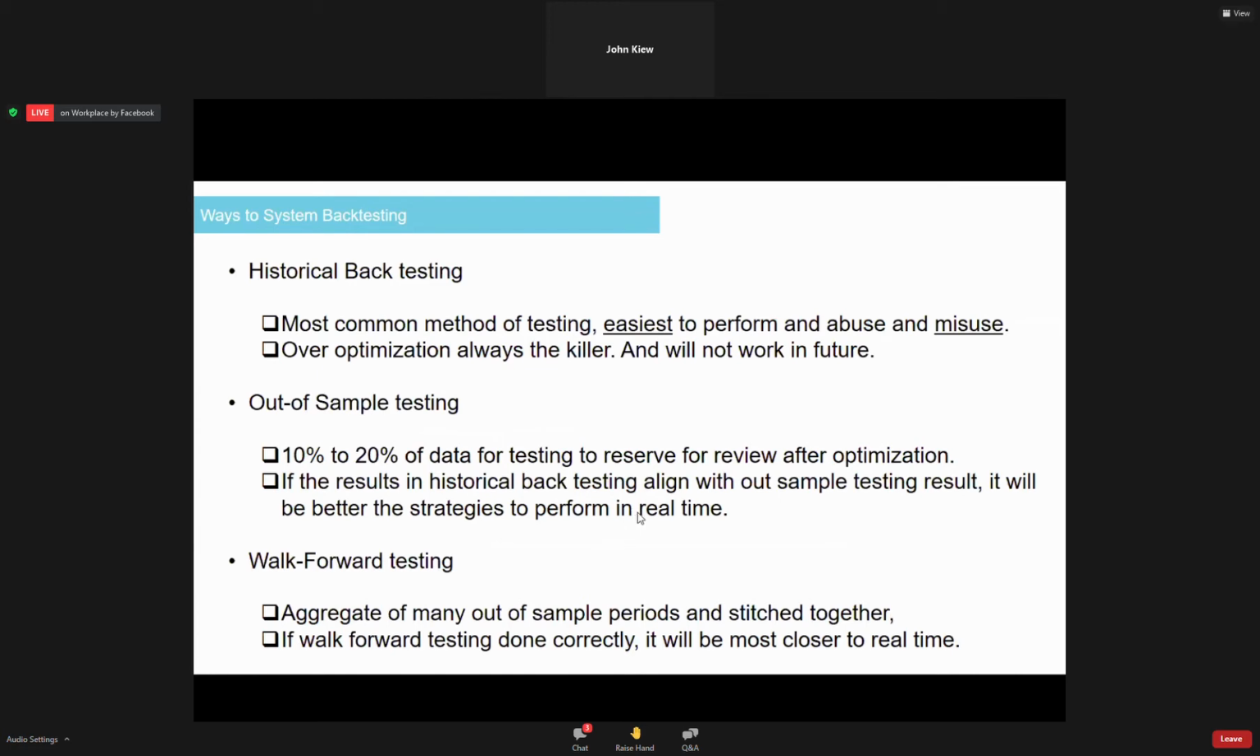So basically, this is the testing approach. It means I have 4 years of data, and I will split the data into different sets.